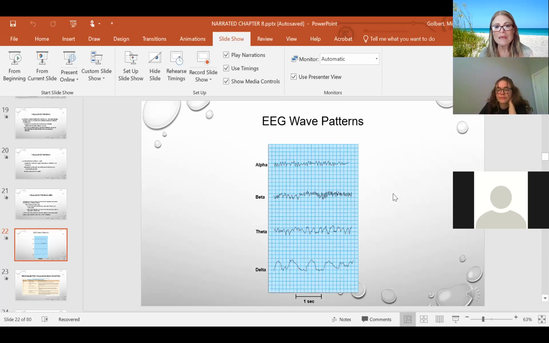So if there's some condition or something going on with the patient, this will be the first type of testing that they will do. They will do an electroencephalogram and look for the different wave patterns. So you have there the alpha pattern, the beta pattern, the theta pattern, and the delta pattern. The two that are the most important here in normal individuals are the alpha and the beta.